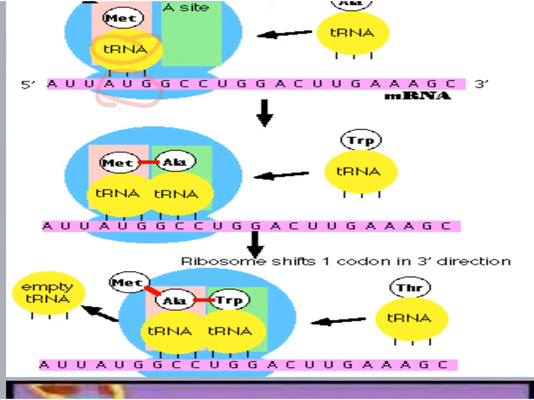All right, so then I'm going to scan down to the next set of 3. My next set of 3 is GCC. That is the code for alanine. You don't have to memorize that. I would have to give you a secret decoder ring to do that. And then a bond will form between methionine and alanine. My next transfer RNA would come in, and the codon here is UGG. Transfer RNA comes in, and it's tryptophan, and I will form a bond. This is the beginning of my synthesis of my amino acid sequence.